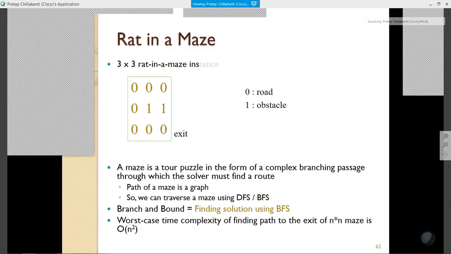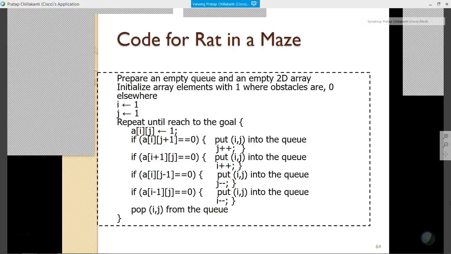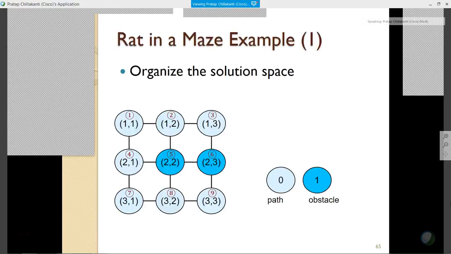I have another puzzle here. Rat in a maze, right? How to get out of the maze, right? So some branch and bound algorithm example is there. I'll skip that for now. You can convince yourself as to how that works.